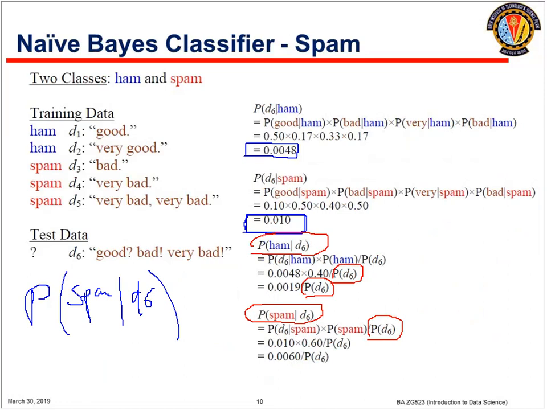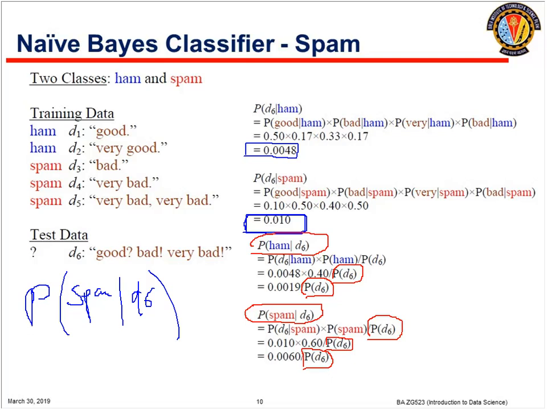And even without it, because this probability of D6 is common to both of them, that is, the probability of ham given D6 and the probability of spam given D6, it is not required to be calculated. Still you get the result, because the denominator is common, so the numerator will give you the result.